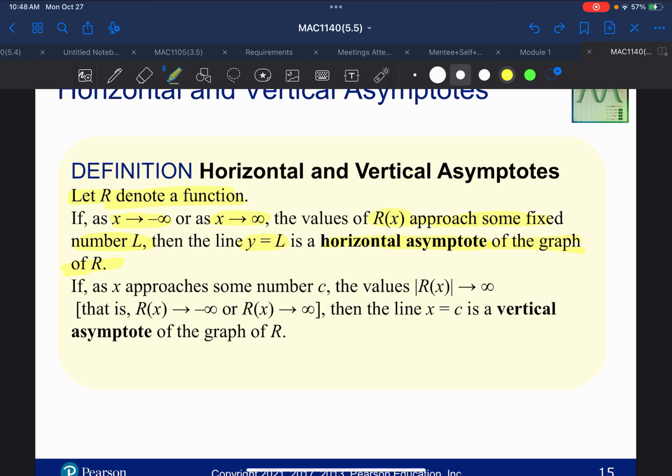And then for a vertical asymptote, if x approaches some number c, and the absolute value of the function goes to +infinity, so that means that either the function's going to -infinity or the function's going to +infinity, then the line x equals c is a vertical asymptote of the graph of R.